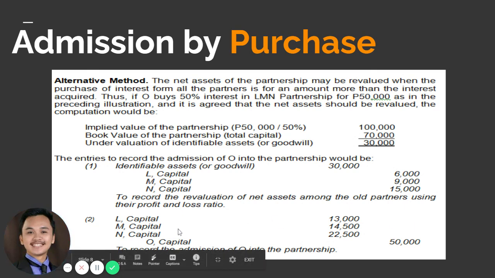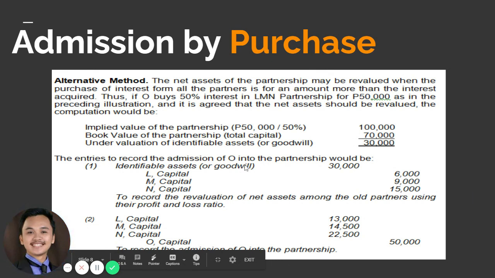So we'll have L, M, and N debited for 13,000, 14,500, and 22,500. This is again based on 50% of their adjusted capital after the goodwill is recorded. So 13,000, 14,500, and 22,500, and then credit to O capital for 50,000.